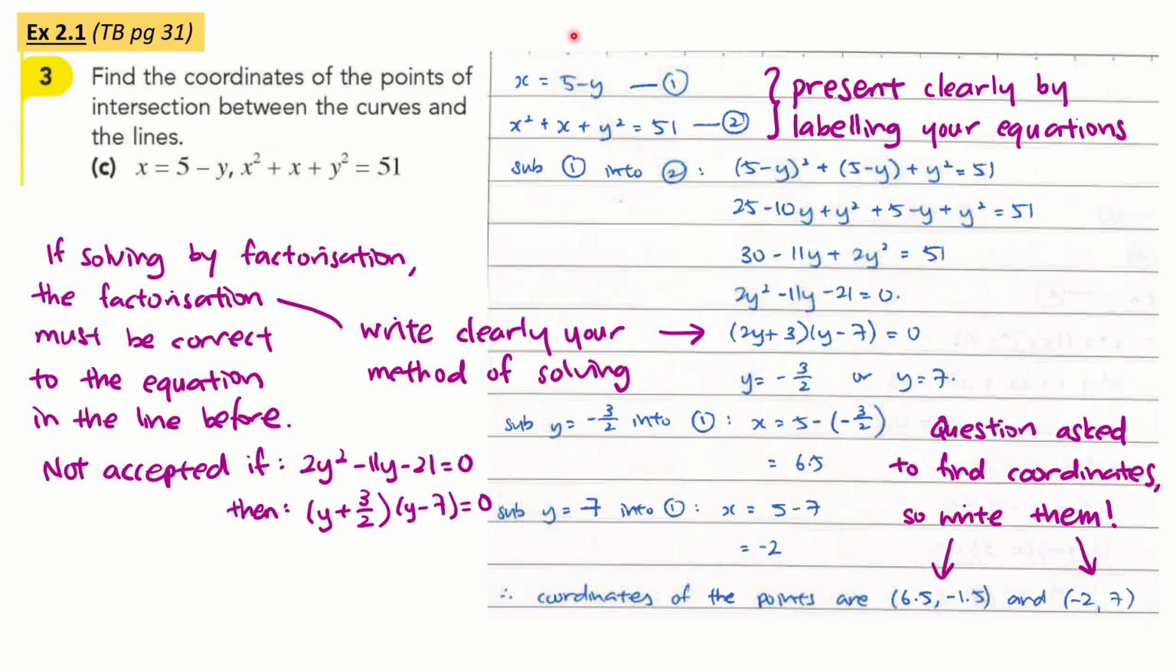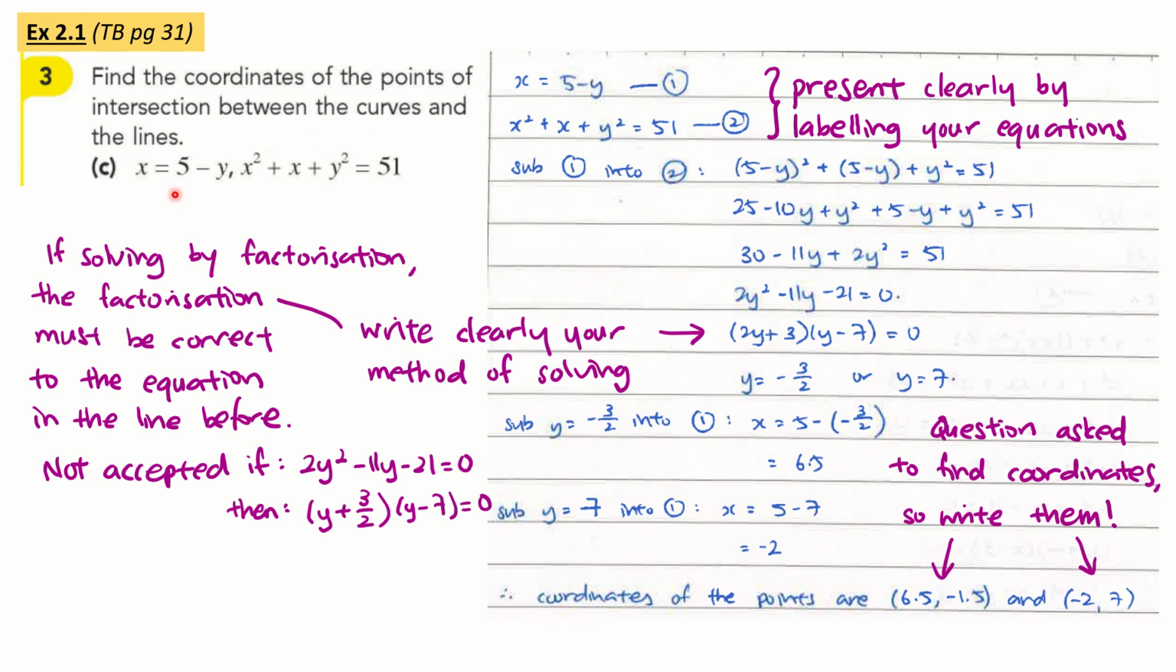We will first take a look at exercise 2.1 question 3. So over here you find the question that is actually located in your textbook page 31. In this question it asks, find the coordinates of the points of intersection between the curves and the lines. So we're looking at part C for this solution here.